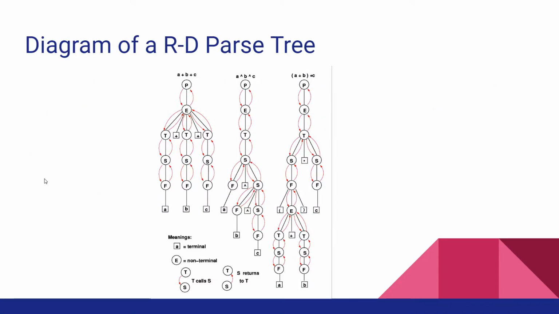Here is a diagram of a recursive descent parse tree, and here you can see in the diagram all of the different states. So you see the terminal states, the non-terminal states, and you can see going through each parse tree that there's a given string, and for each given string, you'll see the non-terminal states recursively calling the next non-terminal state until it reaches a terminal state and returns.